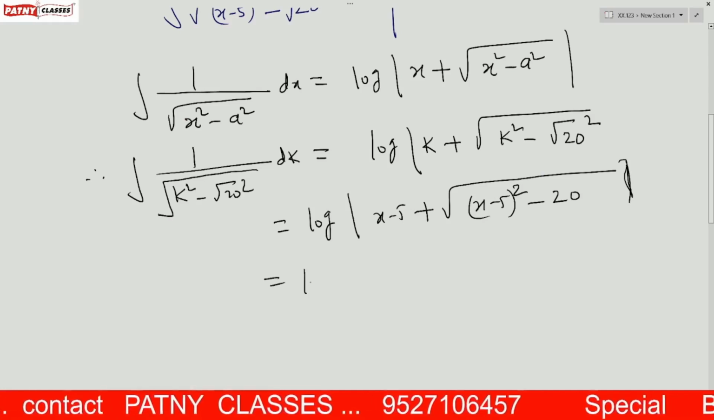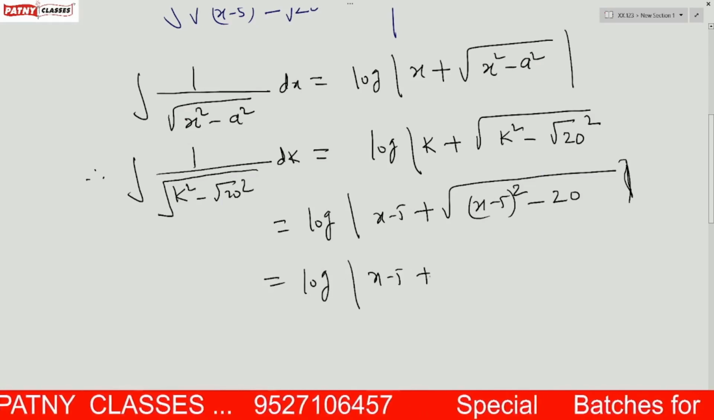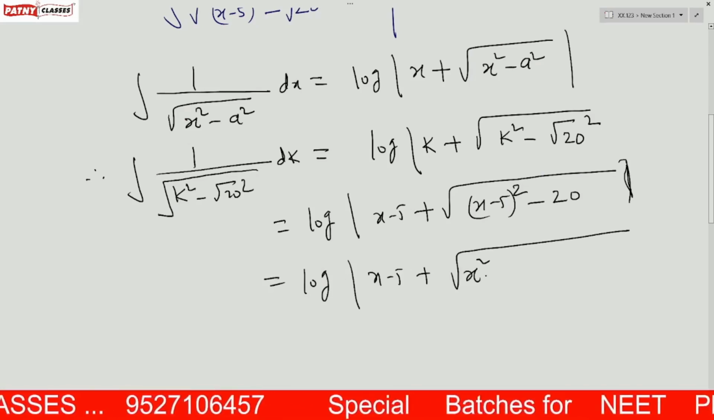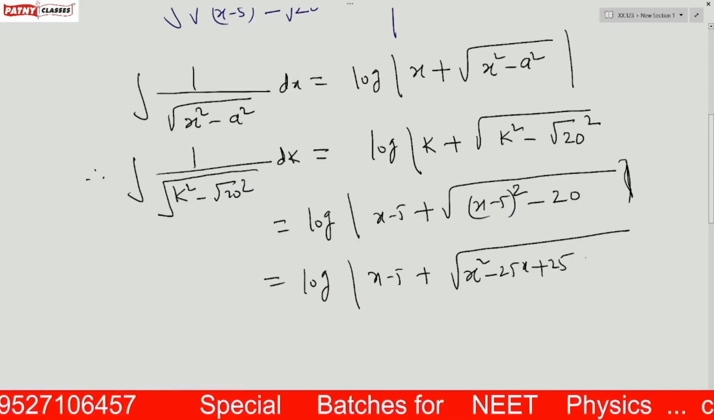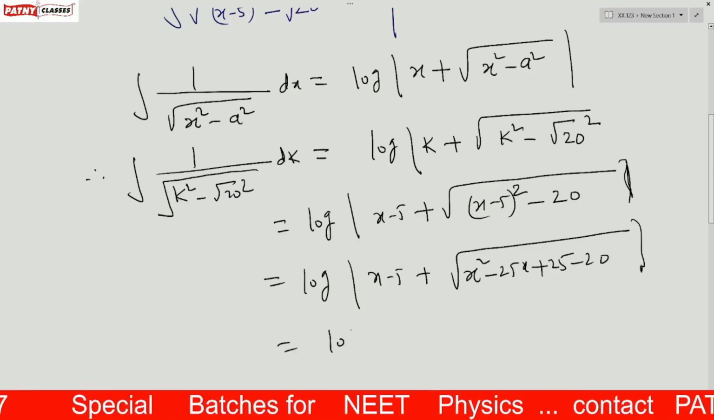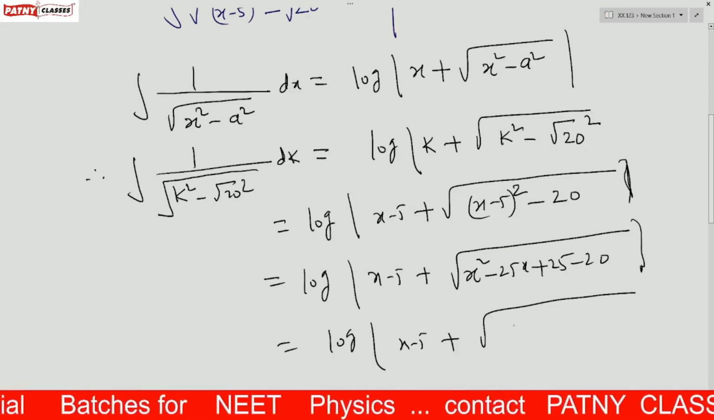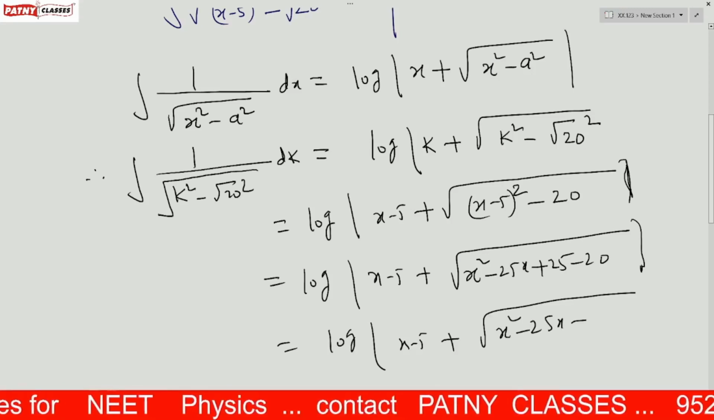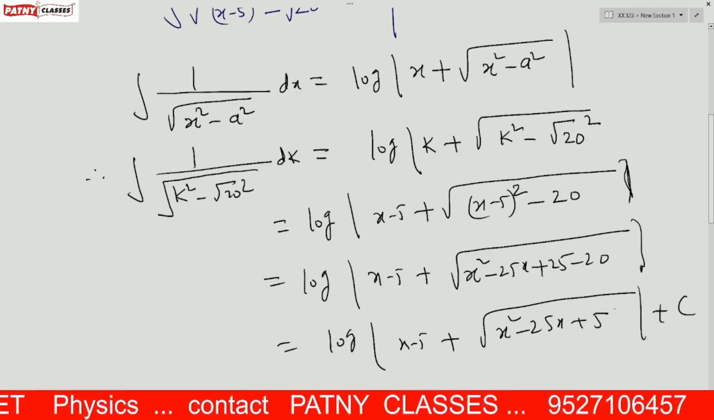equals to log of x minus 5 plus under root of x square minus 25x plus 25 minus 20, equals to log of x minus 5 plus under root of x square minus 10x plus 5, plus c, is the answer.